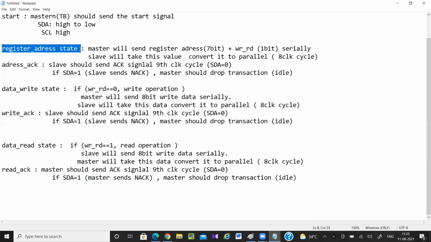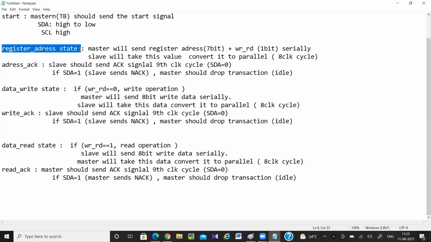It is like repeated start. That means I'm not dropping the transaction, I'm just trying to restart it. So it's up to you. You can go to idle state or you can go to here. Now next, it depends on how many transactions there are. So here, after one transaction, I should stop the transaction.